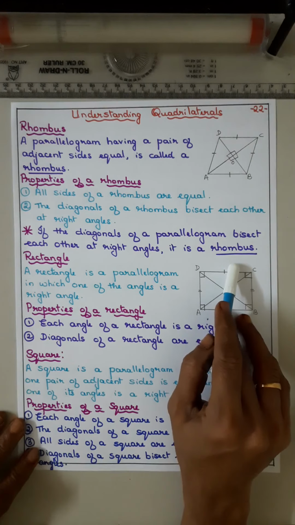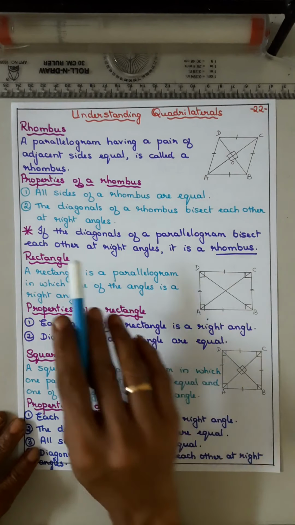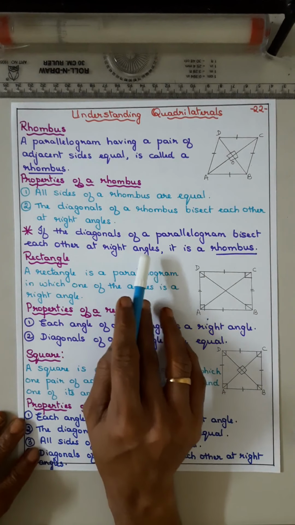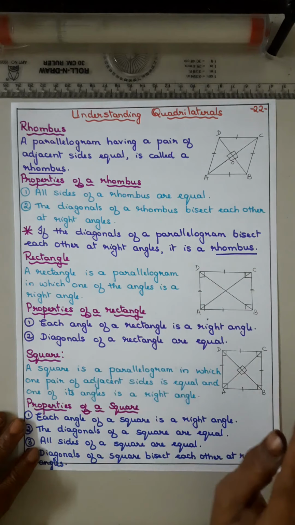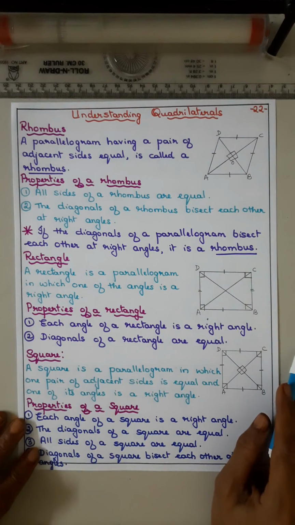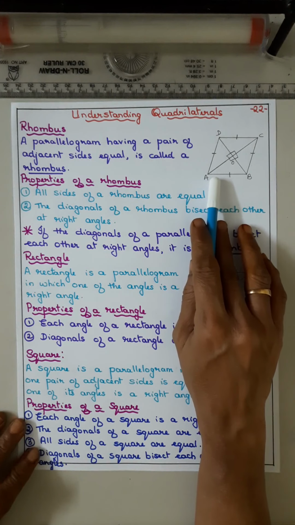So in the question, if it is given it is a parallelogram and the diagonals bisect each other at right angles, then you have to think of rhombus. Understood? So square, in square the corner angles are 90 degrees, but here it is not. That you have to keep in mind.